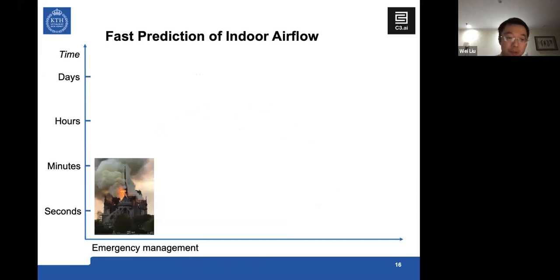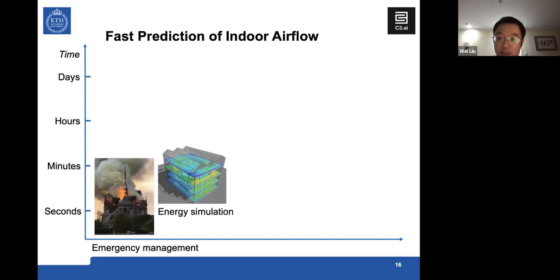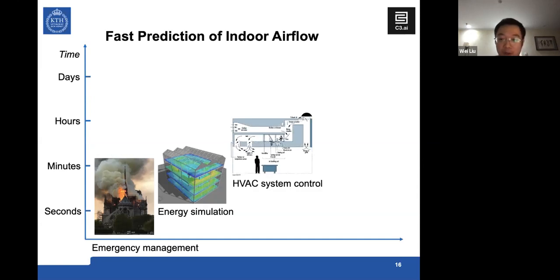So in building emergency management, like in a fire accident, the fast simulation of airflow movement and the smoke dispersion can help the rescuers make more effective smoke control strategies and evacuation plans. And fast airflow simulations will also be helpful in increasing the performance of the energy simulation tools. And in the operation of the HVAC system, the regulation of the indoor air parameters requires suitable tools for predicting and controlling the air distribution in the buildings.